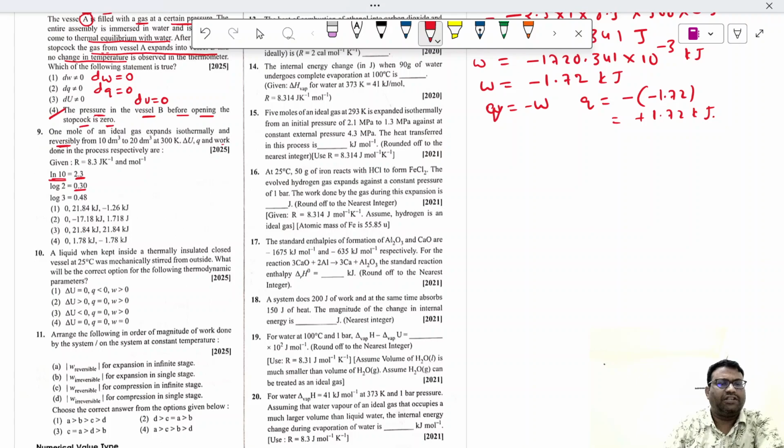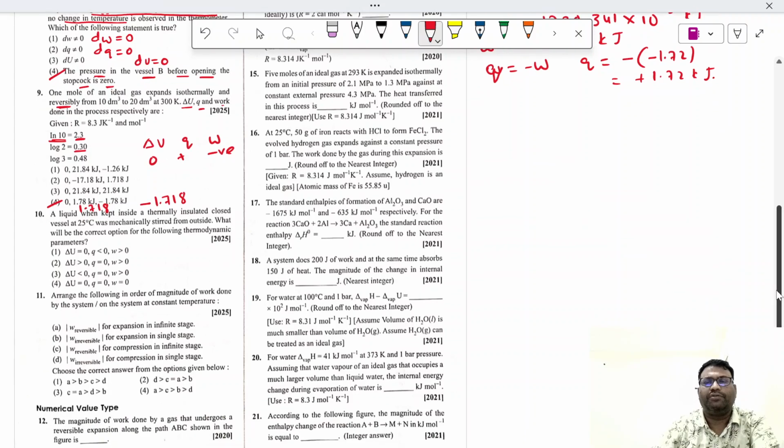So the question asked is, first one is delta U. Delta U must be 0. And Q, it is not 1.78, it is 1.718, and work done is minus 1.718. This was wrongly typed. So the answer will be this. Because first asked is delta U, then Q will be positive, work done is negative. Delta U is 0, so this will be the option, right?